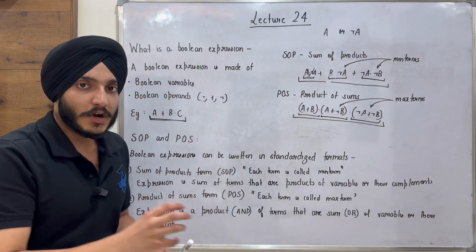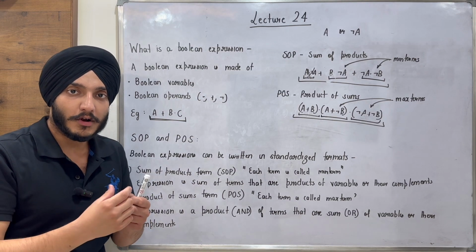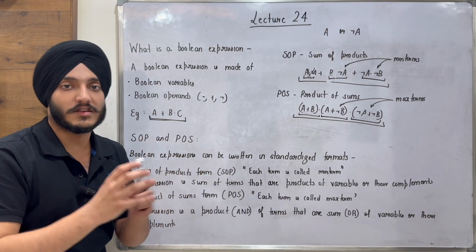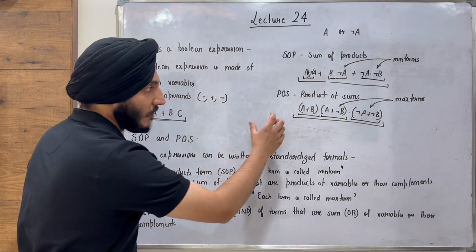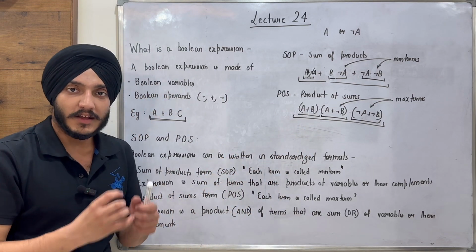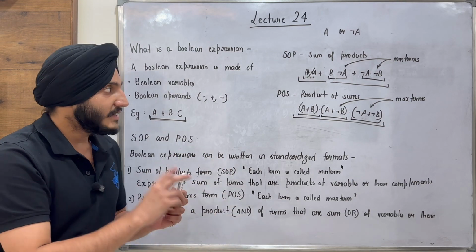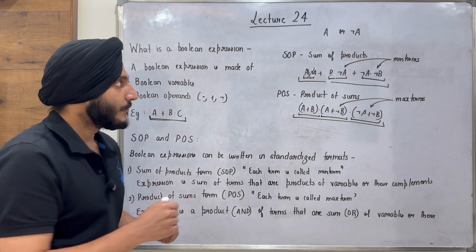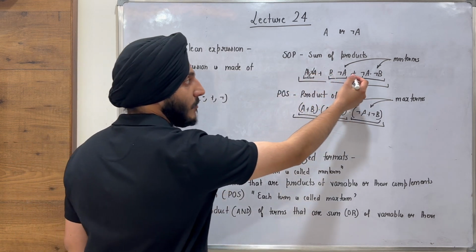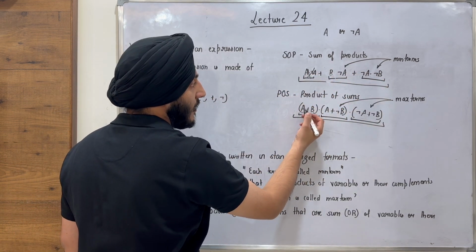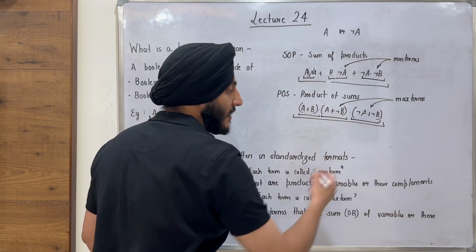So just a quick summary. In the sum of products form, each term is basically a product, and all those terms together we are summing them up, right? In the product of sums form, each term is basically a sum, and we are doing a product of all those terms together. Second thing is, a term in the sum of products form is called a minterm. A term in the product of sums form is called a maxterm.